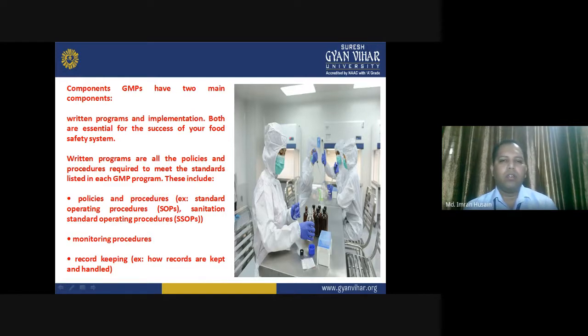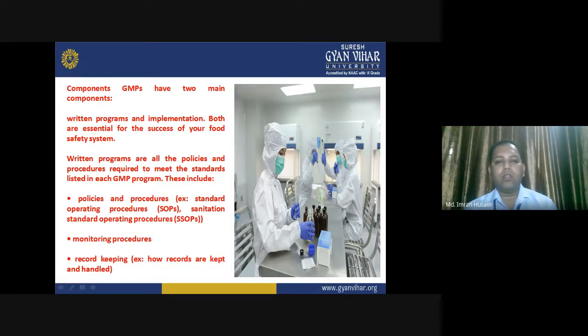Both are essential for the success of your food safety system. So, programs and implementations are very important and much needed for the food safety system, to ensure that whatever food grade item or medical equipment or pharmaceutical item is being manufactured in the industry is up to the mark, and no one will suffer after consuming your product. So all the testing is performed and everything is done according to the standards.